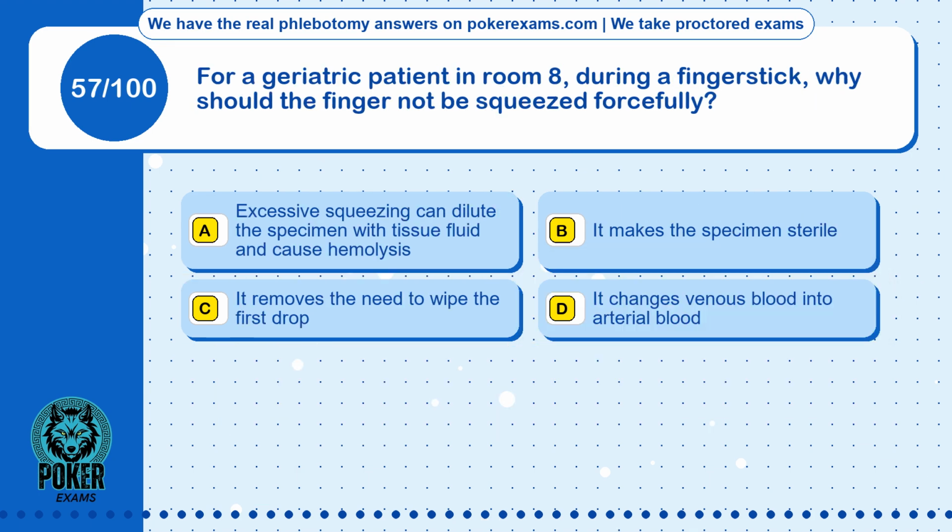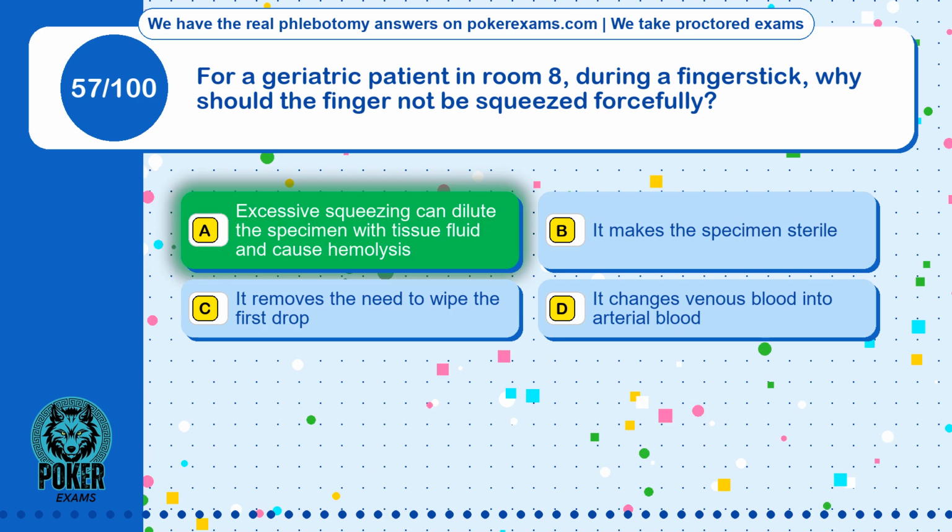Question 57. For a geriatric patient in room 8, during a finger stick, why should the finger not be squeezed forcefully? Option A. Excessive squeezing can dilute the specimen with tissue fluid and cause hemolysis. Option B. It makes the specimen sterile. Option C. It removes the need to wipe the first drop. Option D. It changes venous blood into arterial blood.